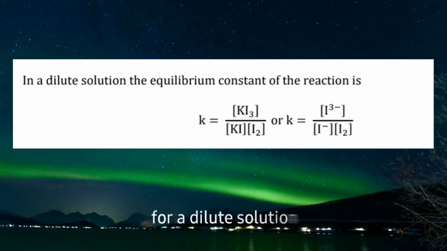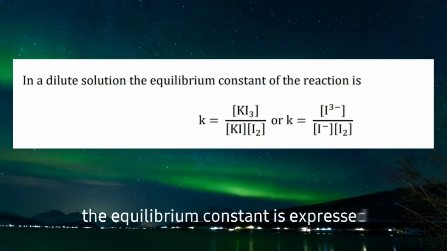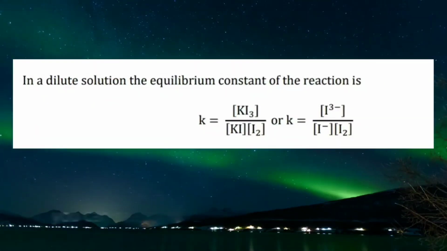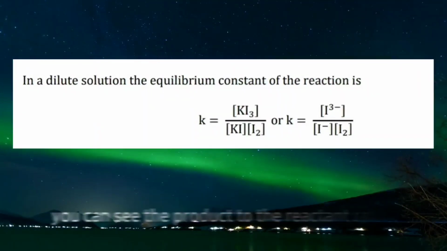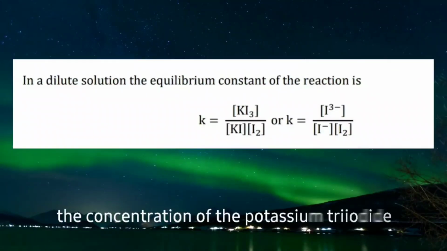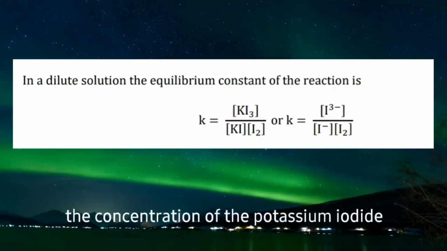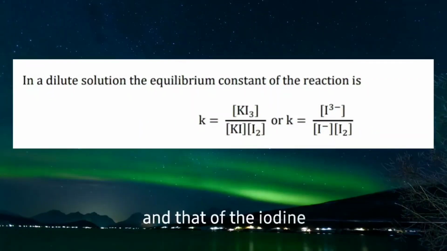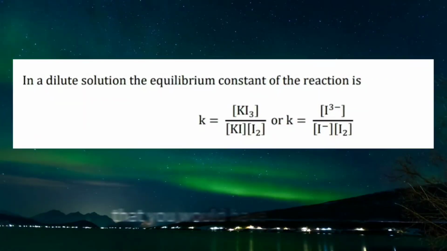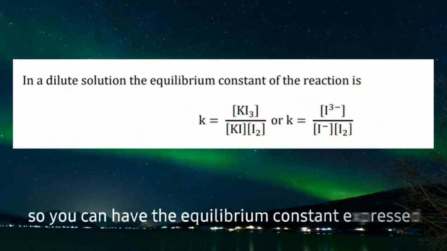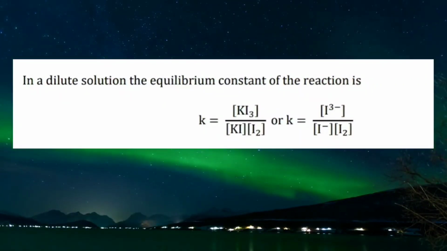For a dilute solution, the equilibrium constant is expressed using this equation. You can see the product to the reactant: the concentration of the potassium triiodide to the concentration of the potassium iodide, and that of the iodine, the solid iodine, that you would have to weigh. So you can have the equilibrium constant expressed in this way.